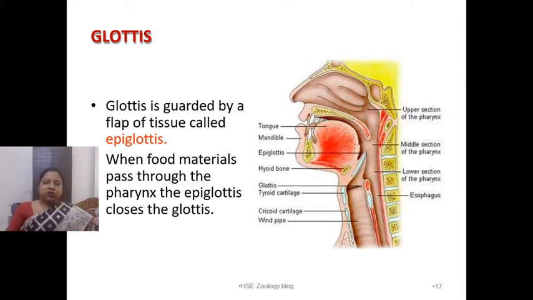Now glottis. ग्लोटिस क्या है? Glottis is the opening of the windpipe. जो विंड पाइप का ओपनिंग है उसको बोलते हैं ग्लोटिस. ग्लोटिस के ऊपर एपीग्लोटिस होता है, राइट. This epiglottis is a flap like tissue. It is a flap like cartilaginous structure which guards the glottis, ठीक है. आप एपीग्लोटिस को देख सकते हैं डायग्राम में. ये कार्टिलेजिनस स्ट्रक्चर होता है, ठीक है.